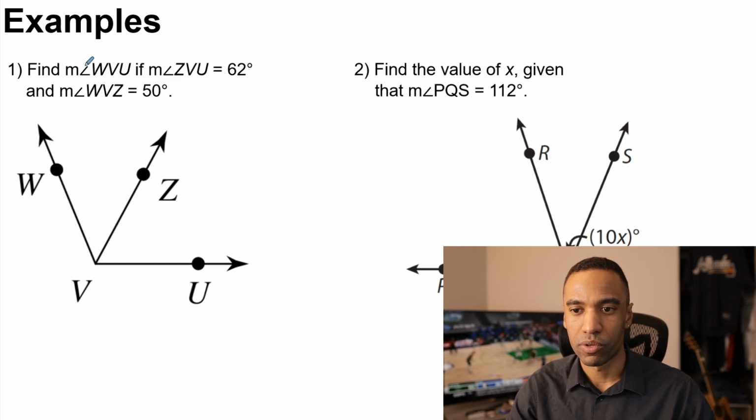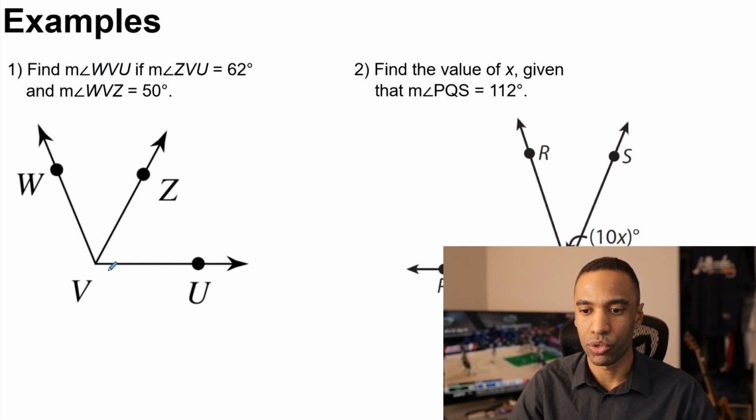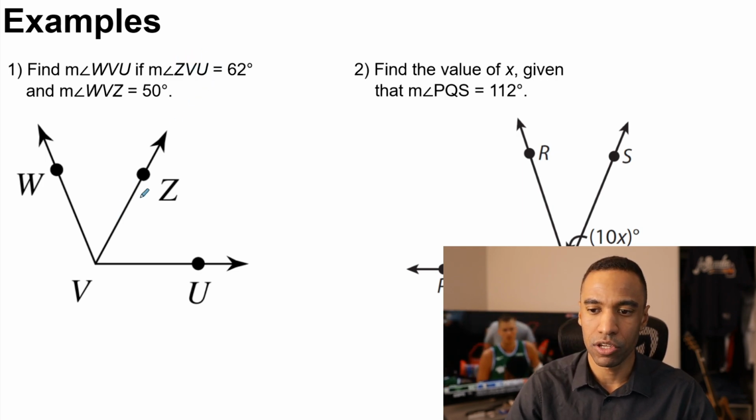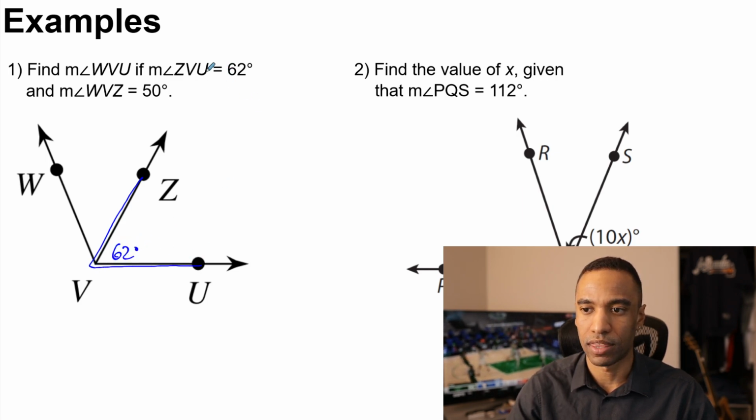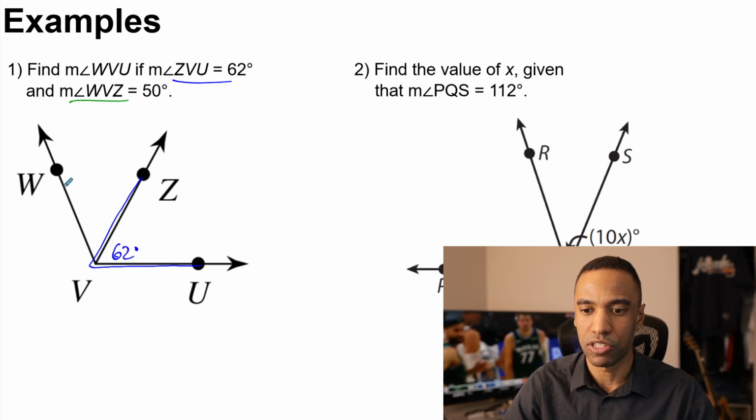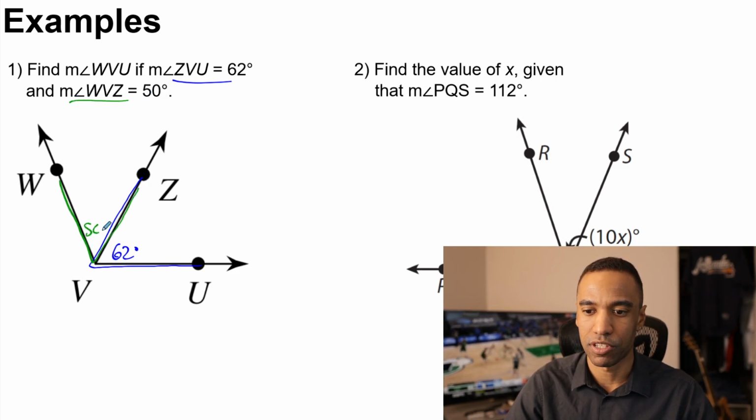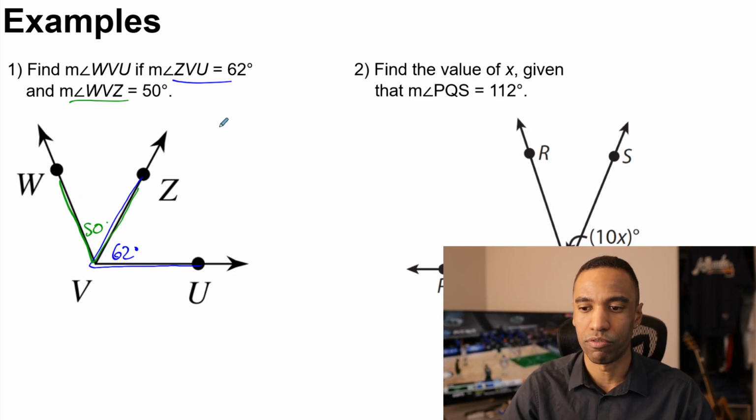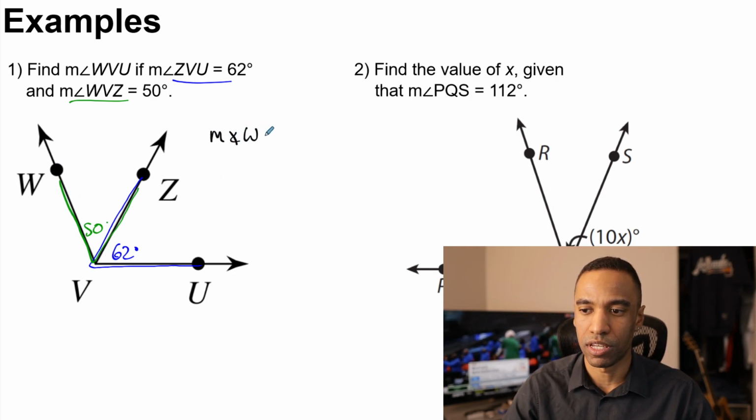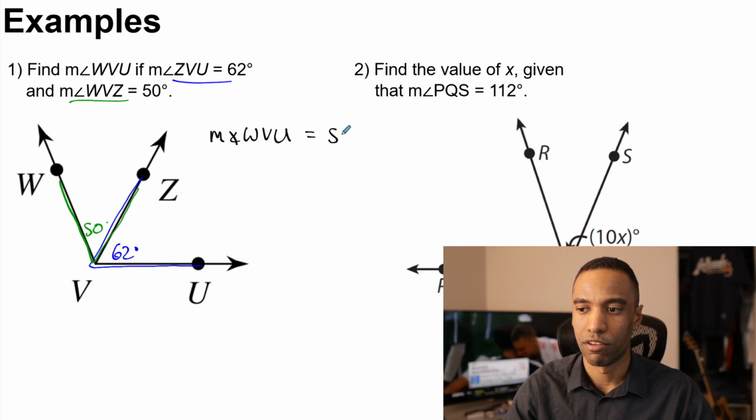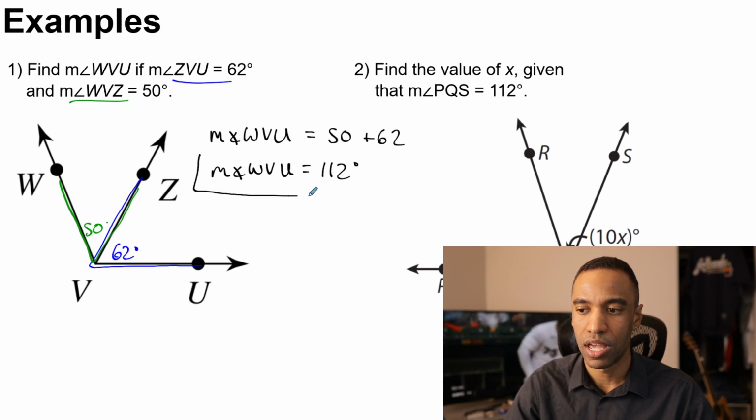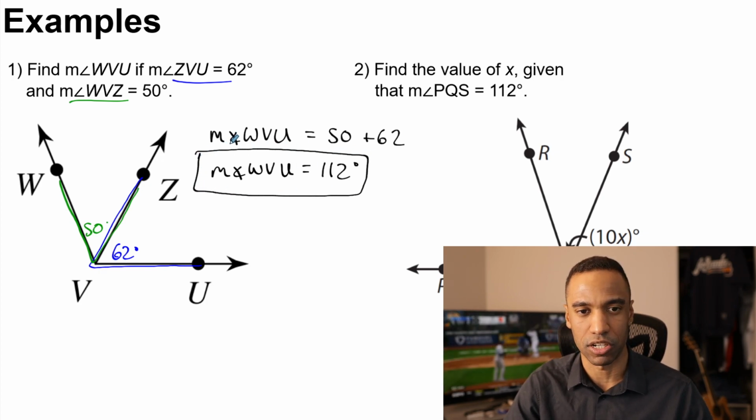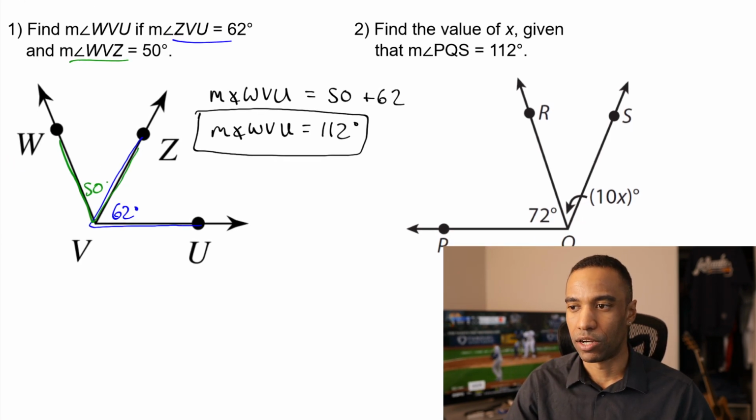Okay, the two examples. This one has no algebra, so to speak. Find the measure of angle WVU. Find the whole thing if the measure of angle ZVU equals 62 degrees. So here's ZVU. This is 62 degrees right there. And then this one, measure of angle WVZ, right here, is 50 degrees. Let's find the measure of the whole thing, WVU. Well, the measure of angle WVU is going to be the addition of those two. 50 degrees plus 62 degrees, which is going to be 112 degrees. That's how the angle addition postulate works. It is pretty straightforward, just like the segment addition postulate. And we'll continue that.